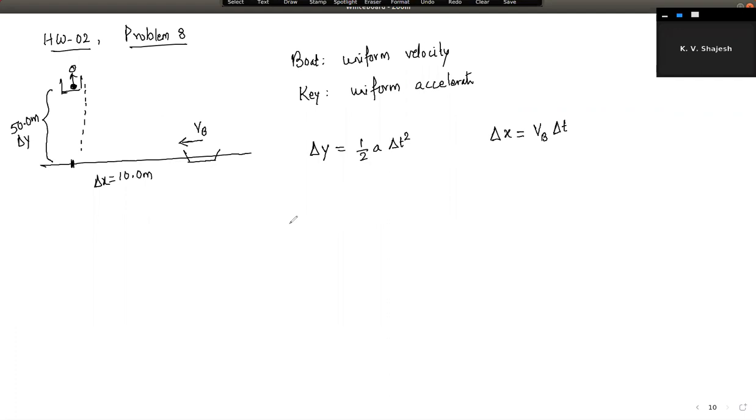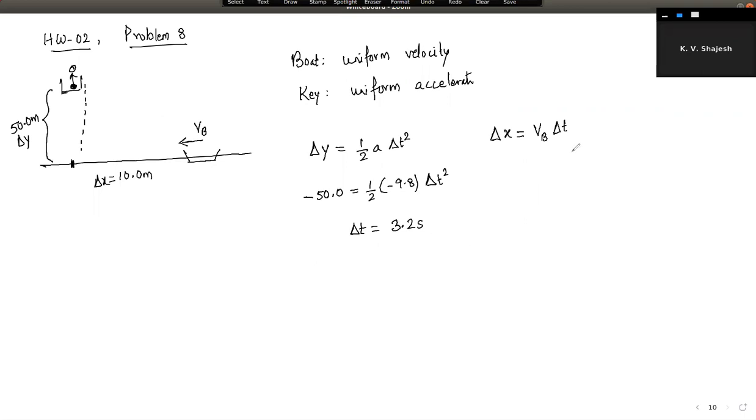So let's calculate delta t from one. This is a coupled problem, and we put it into the other. The key information is given to us to be minus 50 meters, which is equal to half times minus 9.8 times delta t squared. That allows us to calculate delta t, which is the square root of 50 times 2 divided by 9.8. And that's 3.2 seconds to 2 sig digits.